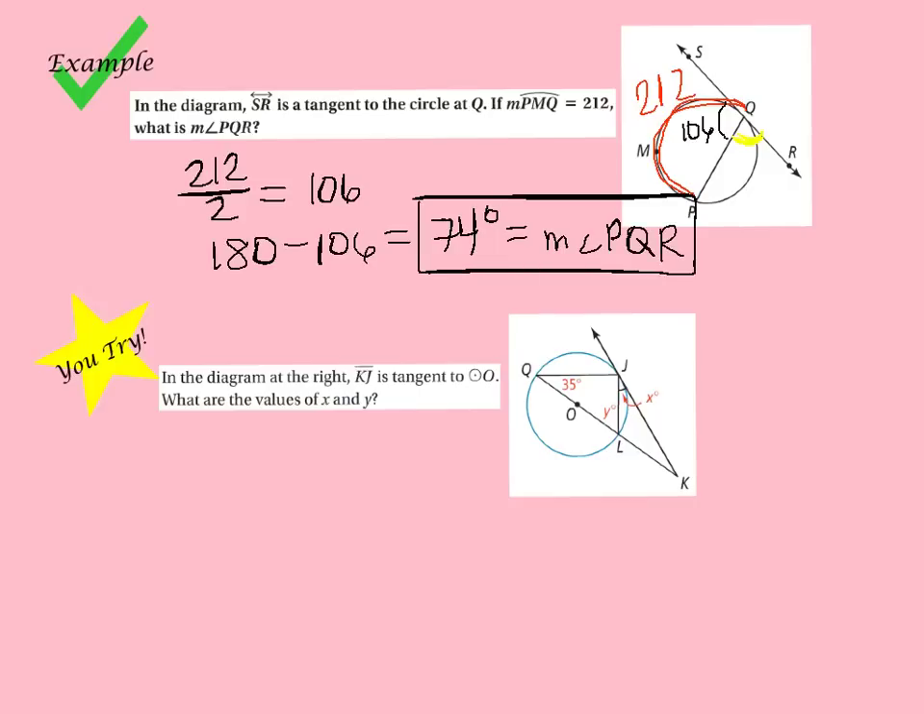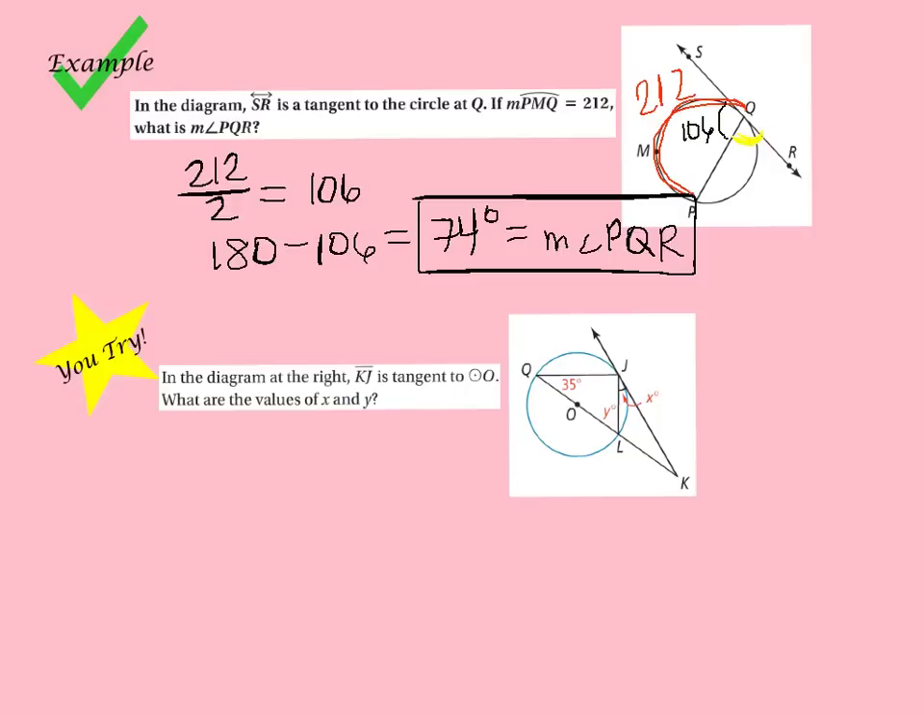And there's my answer. I could have done this a different way too, just to point out, if you know this is 212 and a circle is 360, then you know this measurement over here is 148. And then take half of 148 and you would get 74. So you could do it that way too.